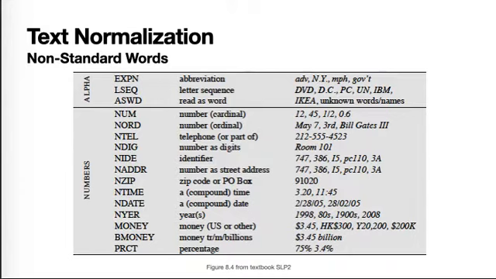Another problem we need to deal with during text normalization is non-standard words. This table shows different kinds of non-standard words. We have abbreviations, letter sequences, and acronyms that need to be read as a whole word. And we have numbers, telephone numbers, zip codes. These numbers, depending on context, need to be pronounced differently. And we have time, date, year, and also money amounts and percentages.